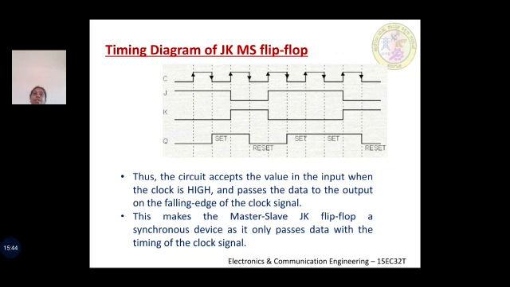Second one was the race around problem and the steps to avoid the race around condition. And third was the master-slave flip-flop. So these three concepts were studied today. So these are the basic importance of today's session.